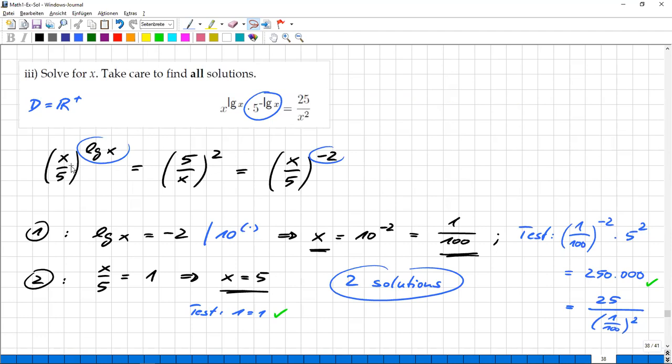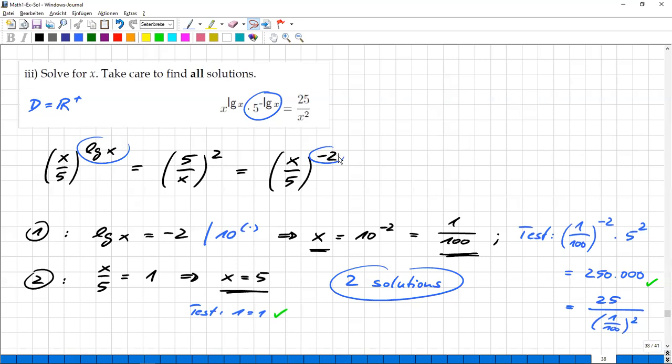And now I see that this is the reciprocal of this one. So it's easy to change this again by the same law as before, by taking the reciprocal x by 5 and then changing the sign of the exponent. So now I have something I can easily compare. I have x fifth power lg x equals x fifth power minus 2.